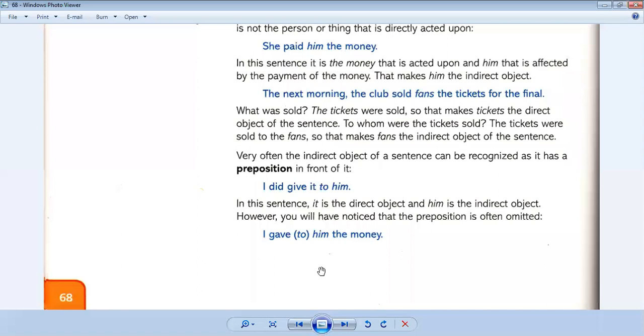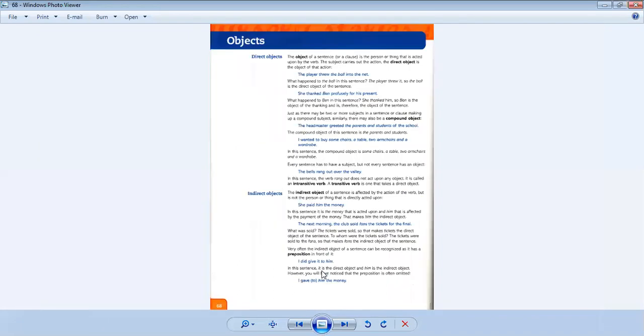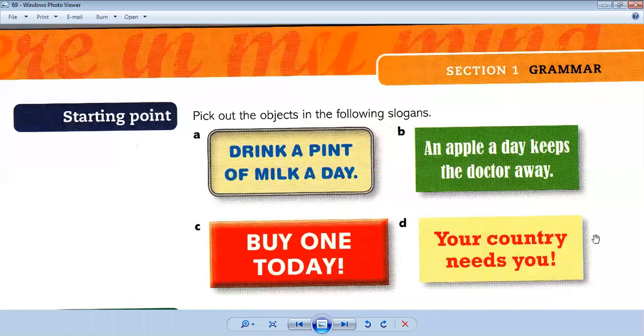Now it is the time to practice and answer some questions. So get ready. Time for questions and answers. Starting point. Pick out the objects in the following slogans. Where are the objects? Let's start with A.